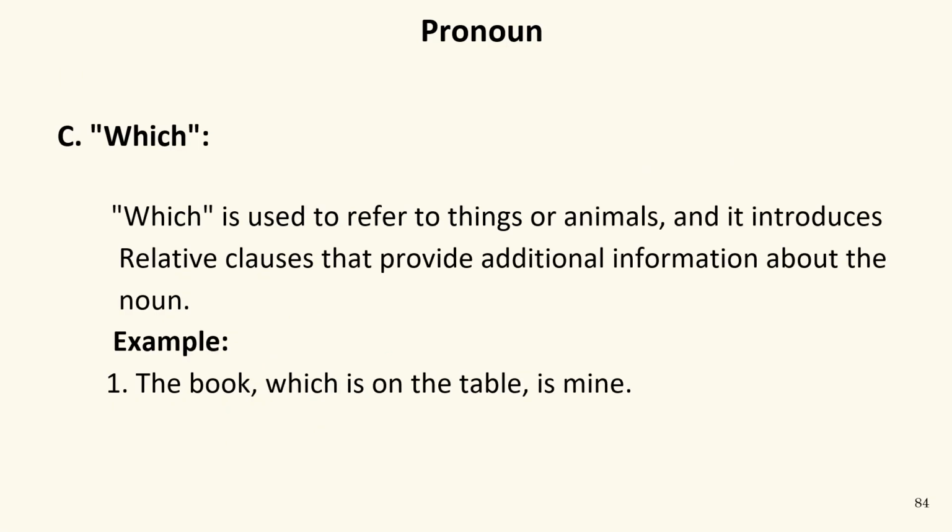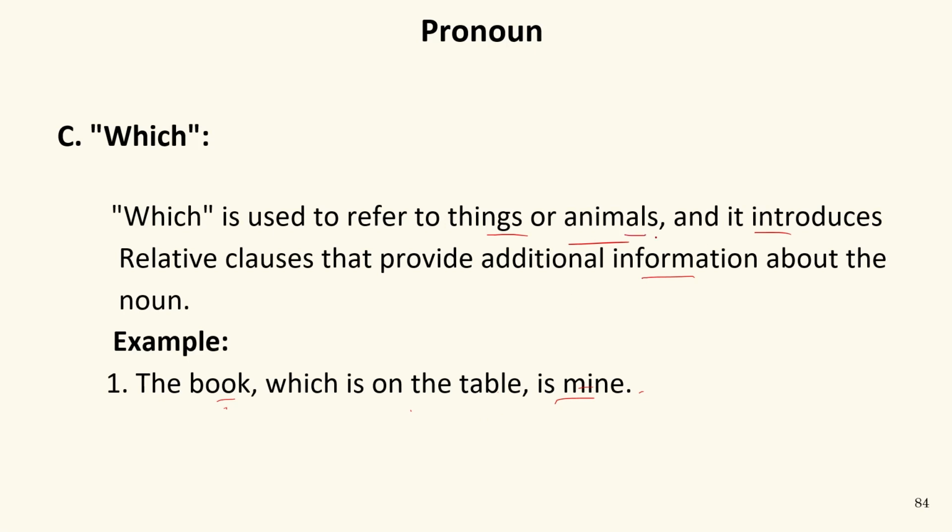Now we have the word which, which is used to refer to things or animals and introduces relative clauses that provide additional information about the noun. The book which is on the table is mine. Now book is a non-living thing. So the book which is on the table means I'm talking about the book which is lying on the table. That is mine. That's why the book is a non-living thing, that's why we have used which.